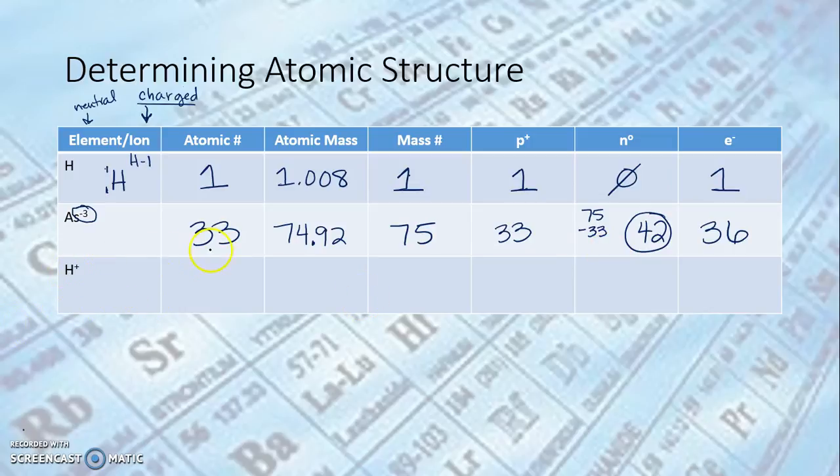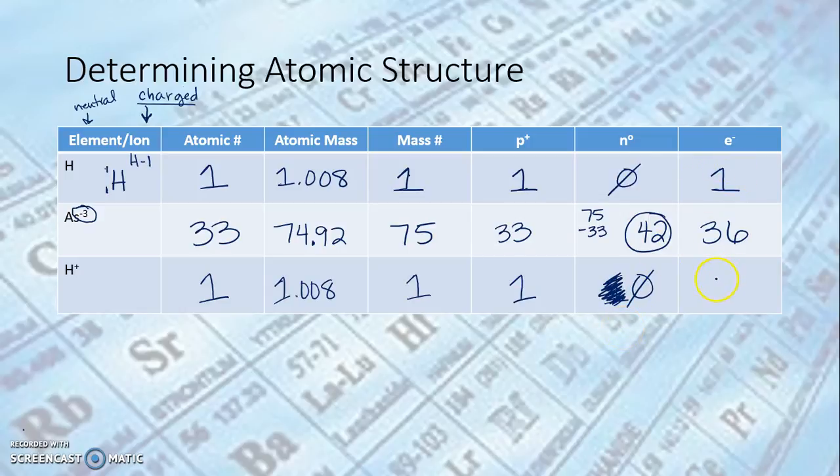We have H+. The atomic number, it's hydrogen, is 1. The atomic mass is 1.008, and the mass number is 1. It's all the same, right? How many protons? 1. How many neutrons? I did that wrong, I'm sorry. This should be 0. It's just like the top one. Proton number 1, neutrons 0.